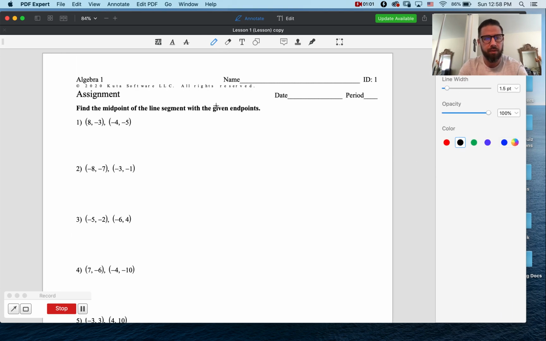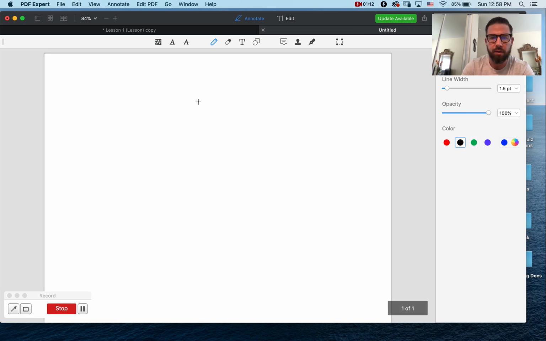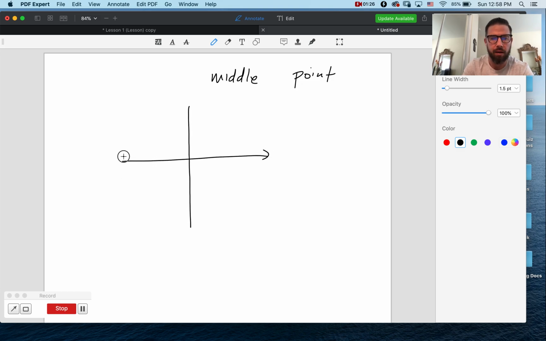What we're dealing with is the concept of midpoint, okay? Midpoint is what we're dealing with. Let me open this up and show you what I mean by midpoint. So mid means middle, right? And point is a point. So really it's the middle point, right? So if you were dealing with a graph here, and you had a segment, let's just say something like this. There's a point here, there's a point there, and this is called a line segment. We're looking for the middle point of that line segment. The midpoint is what it's called.